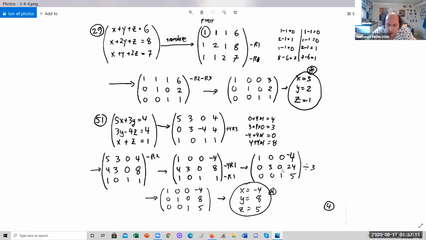We're nearly done. This row corresponds to saying 3y equals 24. So if we divide throughout by 3, the second row becomes 0 1 0 8. The first row is still 1 0 0 negative 4. The last row is 0 0 1 5. So here we have this matrix. And then you translate that to the equations. You get back x equals negative 4, y equals 8, and z equals 5. Negative 4, 8, 5.